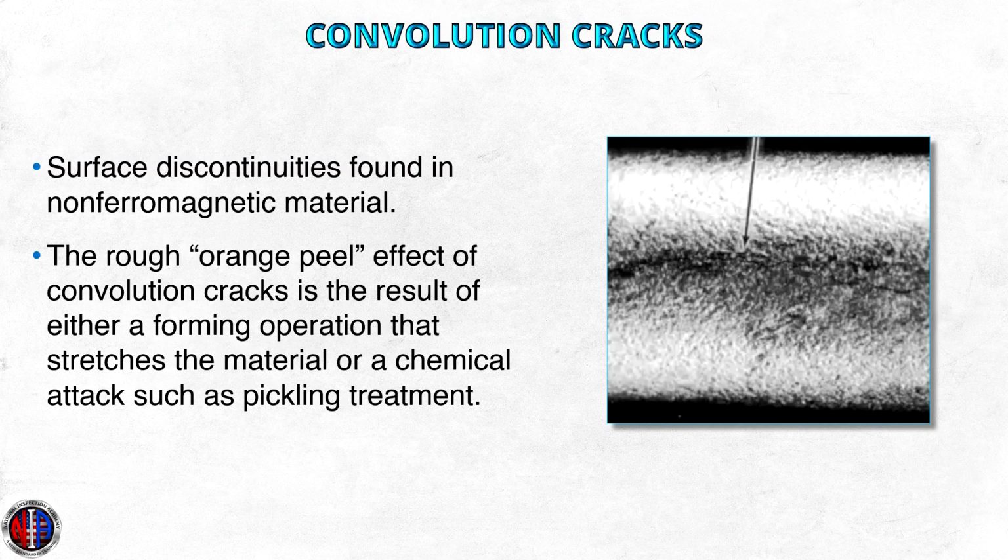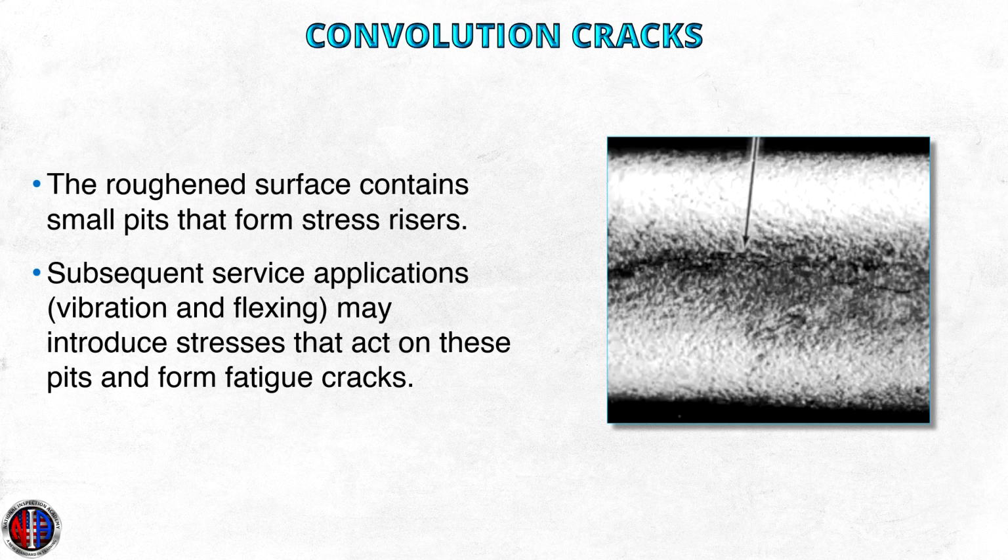Convolution cracks. Convolution cracks are surface discontinuities found in non-ferromagnetic material. The rough orange peel-like effect of convolution cracking is the result of either forming operations that stretch the material or a chemical attack such as pickling treatment. The roughened surface contains small pits that form stress risers. Subsequent service applications, such as vibration and flexing, may introduce stresses that act on these pits and form fatigue cracks.